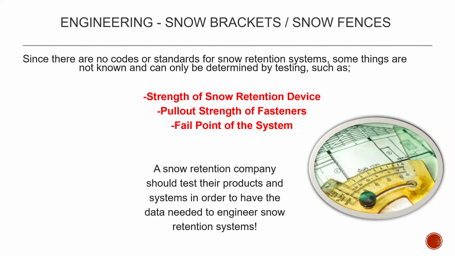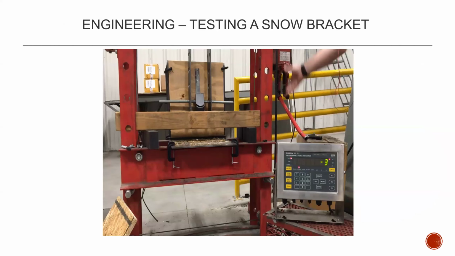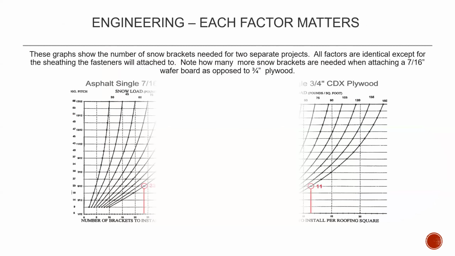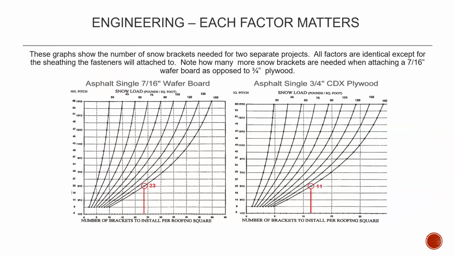That needs to be tested. And there's a lot of data that needs to be around to be able to engineer those snow retention systems. So these graphs here are just going to show the numbers of snow brackets needed for two projects that are exactly the same except for one factor. All factors of these projects are exactly identical except for the sheathing that the fasteners will go into. So we're talking about the number of brackets to install per roofing square.